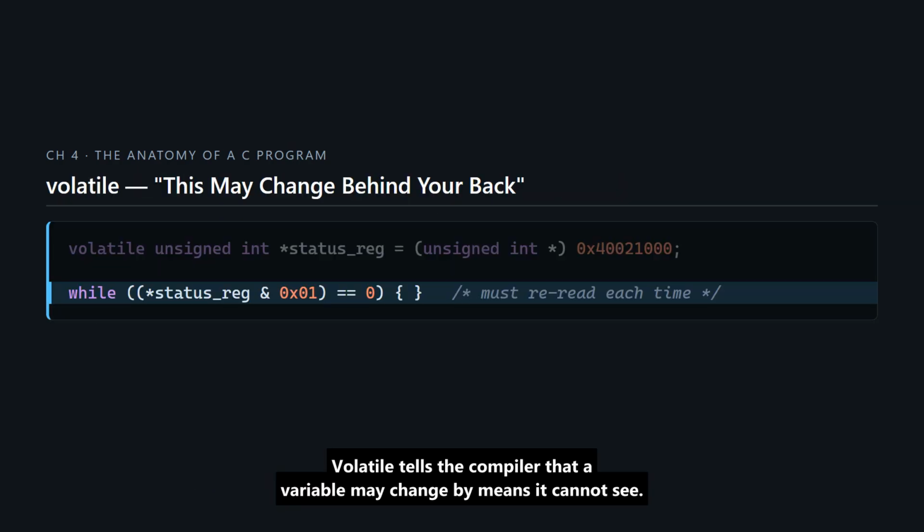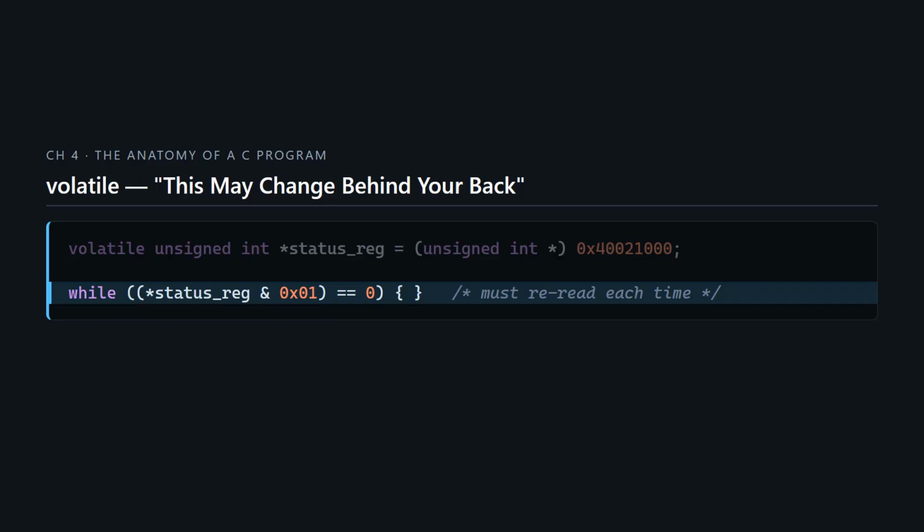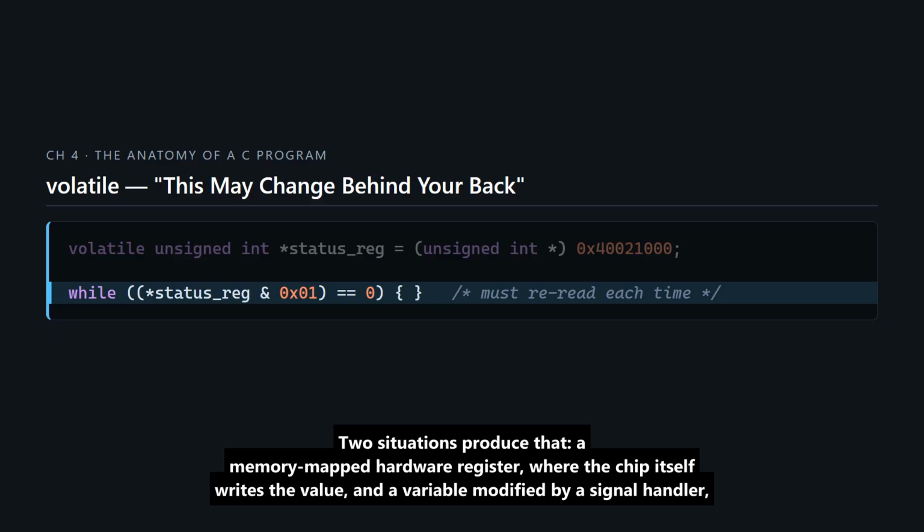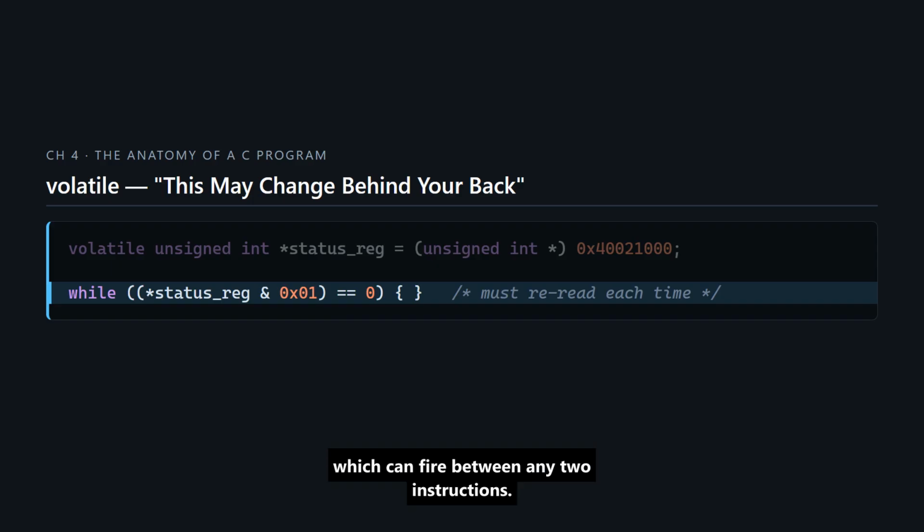Volatile tells the compiler that a variable may change by means it cannot see. Two situations produce that: a memory-mapped hardware register where the chip itself writes the value, and a variable modified by a signal handler, which can fire between any two instructions. Here is the hardware case.